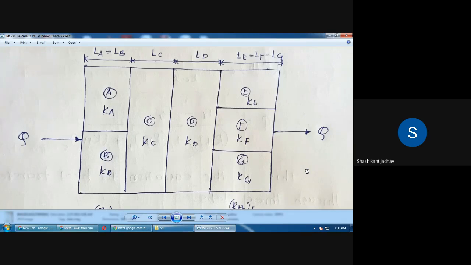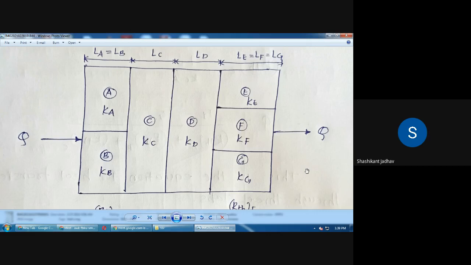Then this layer A and B total component is in series with C. Then component C is in series with D, and these E, F, G are parallel with each other, and that whole component is in series with D.